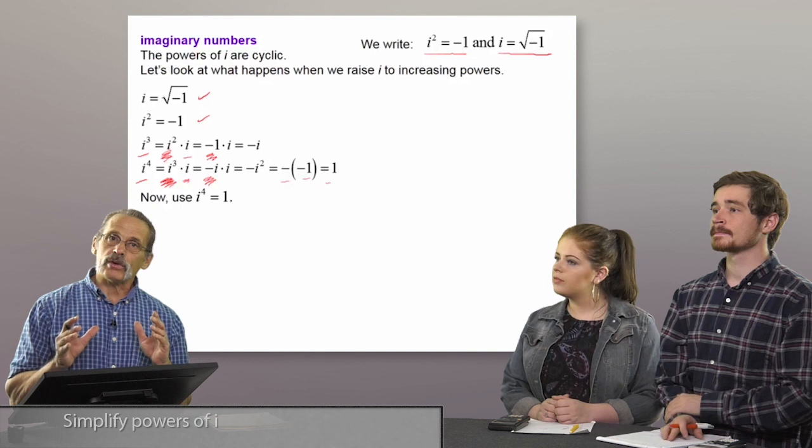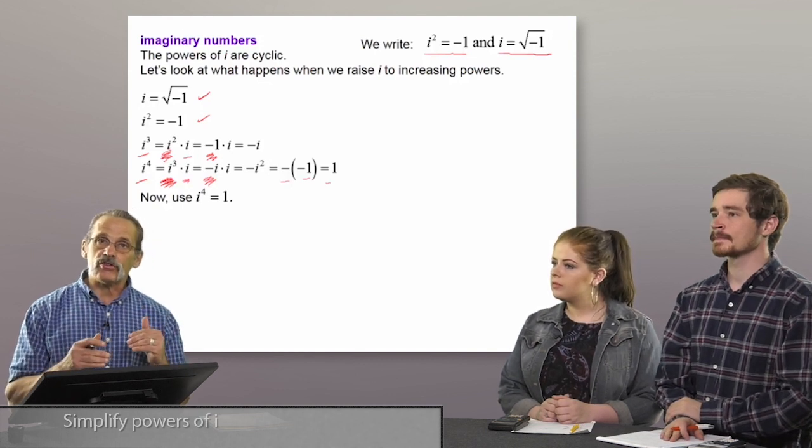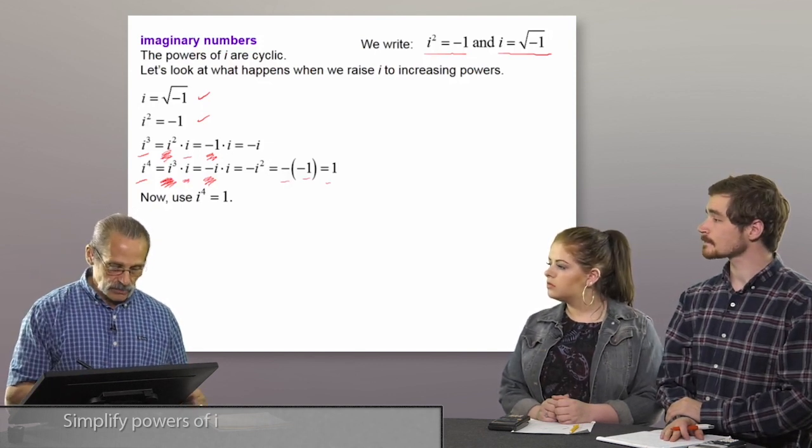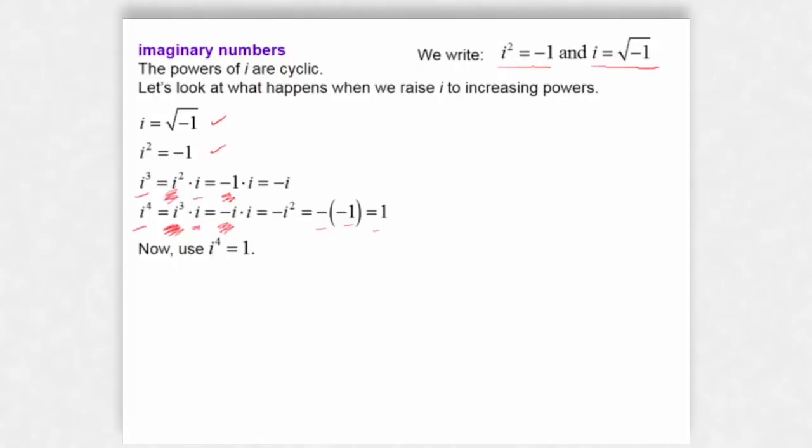So now we're going to continue. Can we continue to increase the powers on i? Let's take a look at i to the fifth. I'll use the fact that i to the fourth is 1 to rewrite i to the fifth as i to the fourth times i, which is 1 times i, which is i. For i to the sixth, I'm going to again use the fact that i to the fourth is 1, and i to the fourth times i squared would be i to the sixth. So now you have 1 times i squared, which is 1 times negative 1.